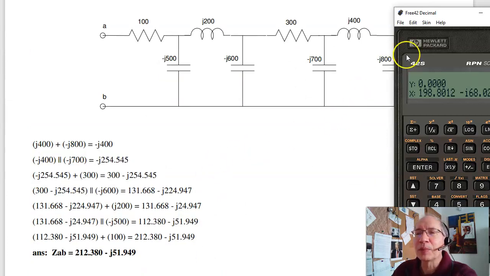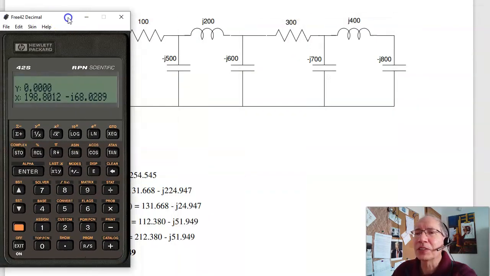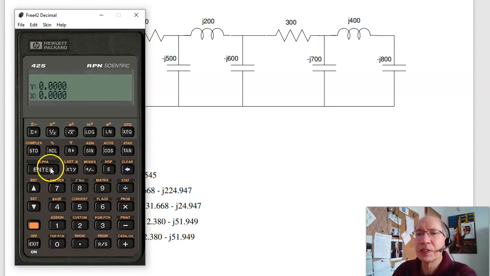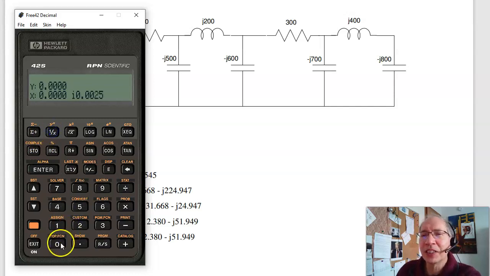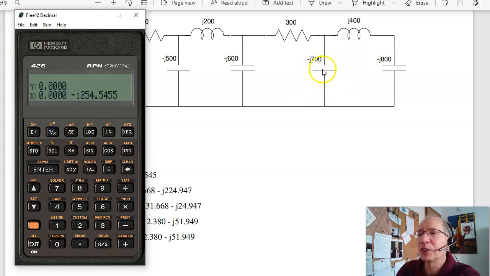Second problem. Find this net impedance. Again, going right to left, I would say plus J400 minus J800 is minus J400. Yeah, that I can do in my head. In parallel with minus J700. That I can't do in my head. So take the inverse, 0, enter, negative 700, complex. There's the minus J700, inverse. In parallel, the inverses add. So all this together is minus J254 ohms.